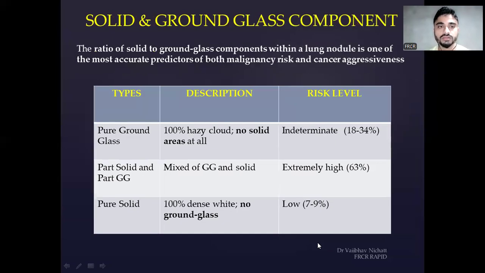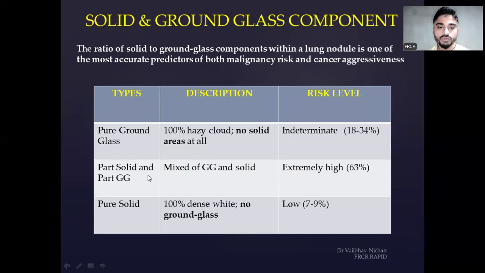Coming to the last part, what are the components of the lung nodule? How much is the solid component? How much is the ground glass component? Depending upon solid and ground glass component, the risk level of malignancy is given. If the lung nodule is purely solid, that means there is no ground glass component to it, then the risk level of malignancy is very low, that is up to 7 to 9%. If it is completely ground glass, there is no solid component to the lung nodule, that means 100% hazy cloud-like lung nodule with no solid component at all, then the risk level of malignancy is intermediate, between 18 to 34%.